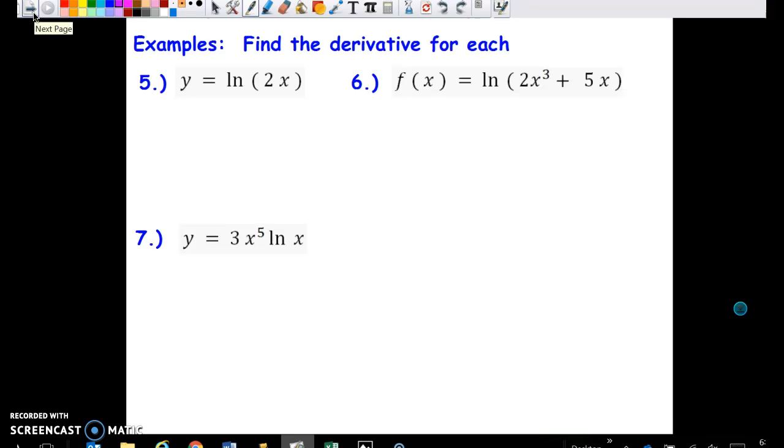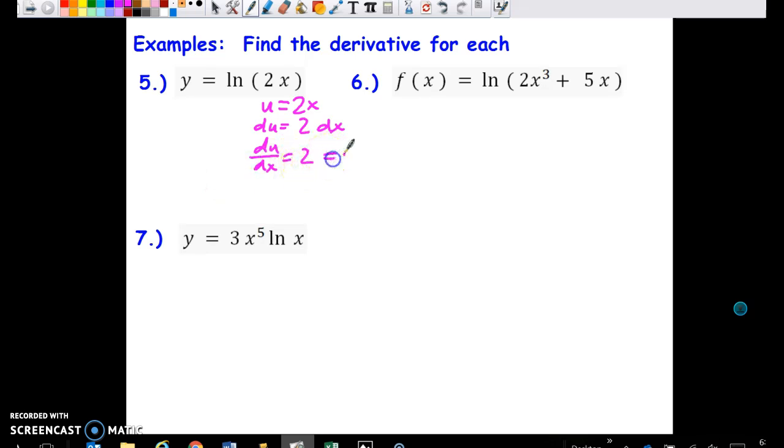Find the derivative for each. So, in this case, I have the natural log of 2x. Now this, I don't have a derivative rule for the natural log of 2x. I do have a derivative rule for the natural log of u though. So if I let u be 2x, du would be 2 times dx, right? So that means the derivative of u with respect to x, du dx, is equal to 2.